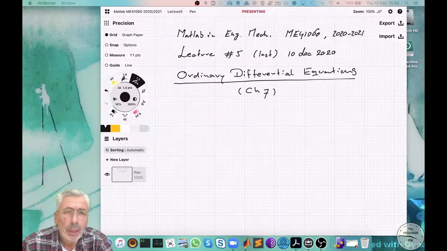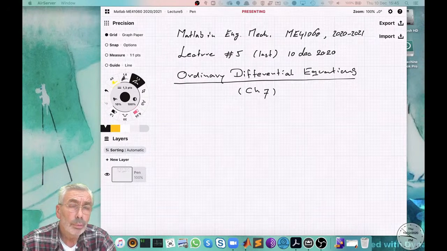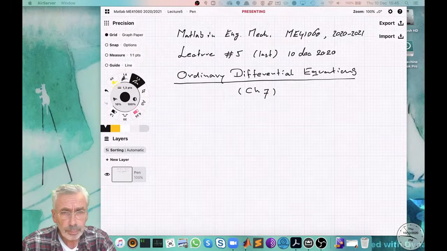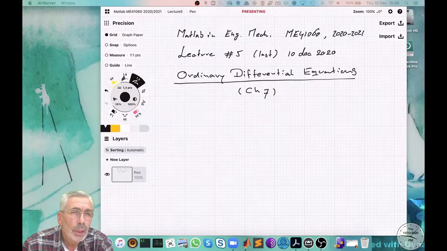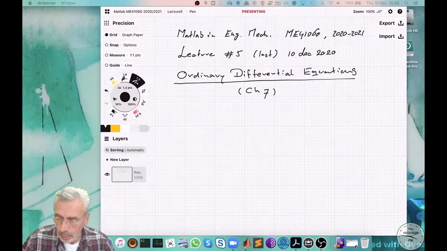And please look at the dates on Brightspace about when that will be released and when it will have to be handed in and reviewed. I'm not going to repeat the details here because I'll probably make an error, and all the information is on Brightspace. Okay, last lecture for this series. Today on ordinary differential equations, chapter 7 in the book. And so let's look at the content.